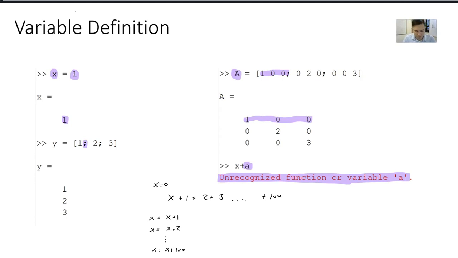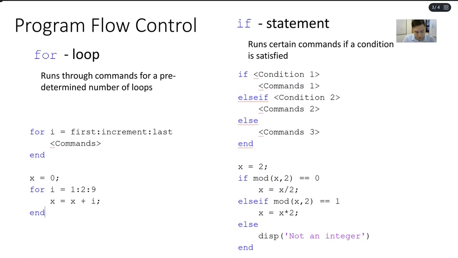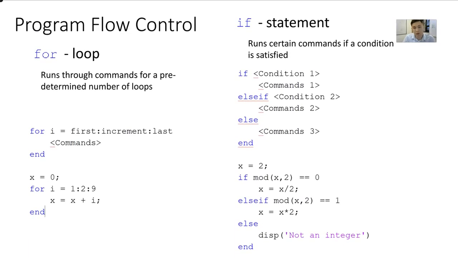And so this would be a nice example where we're going to use a for loop. So we have 3 standard program flow controls that we're going to discuss today. The first is our for loop. So a for loop is a set of commands where our program flow control will run through those commands for a predetermined number of loops. So the standard syntax that we would use in MATLAB is going to say, okay, we have some counter.